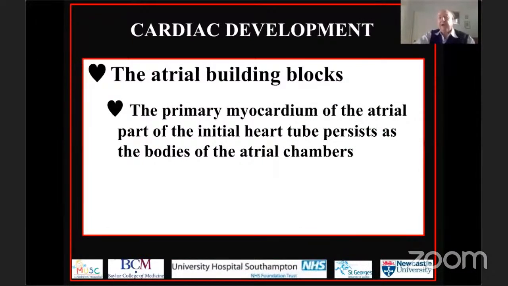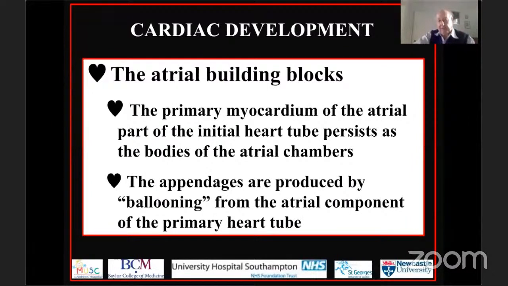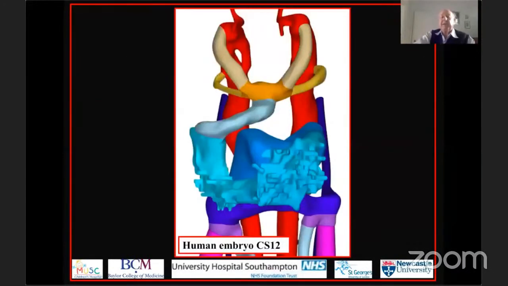So that primary myocardium will persist as the body of the atrial chambers. It is the appendages that will be produced by the process of ballooning. So let's see how that happens. We're moving on here one stage. We're now into the 5th week of development, Carnegie stage 12.